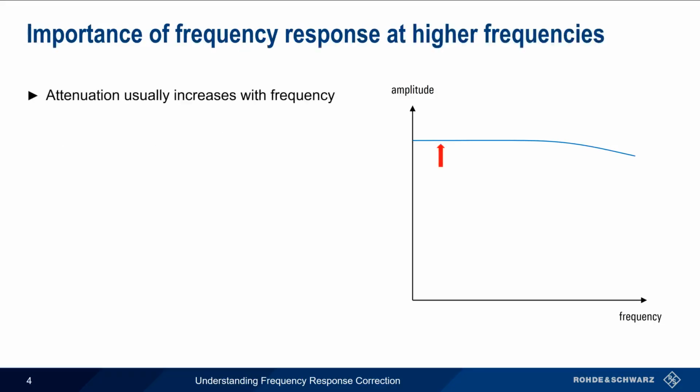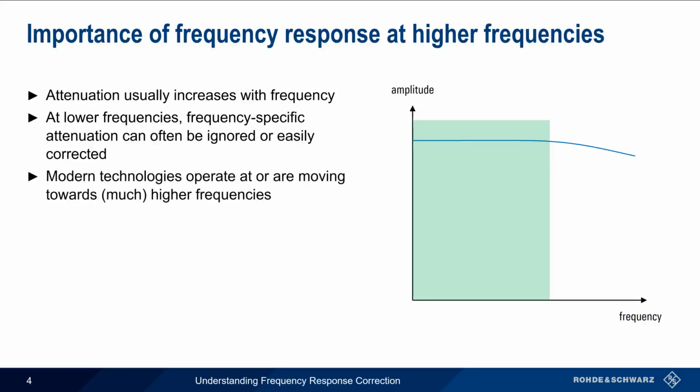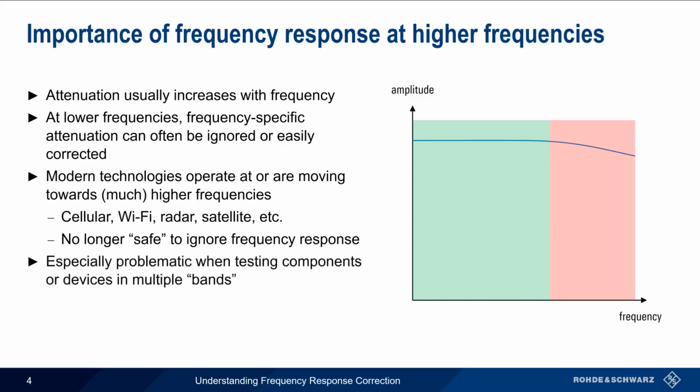Attenuation generally increases as frequency increases. That is, the higher the frequency, the greater the attenuation. At lower frequencies, attenuation may be fairly constant or level and can often be safely ignored or easily corrected. However, many modern technologies operate at or are moving towards higher frequencies. This includes things like cellular, Wi-Fi, radar, satellite, etc. And at these higher frequencies, it's no longer safe to assume a flat frequency response. This is especially problematic when testing devices or components which are used in multiple frequency ranges or different bands.